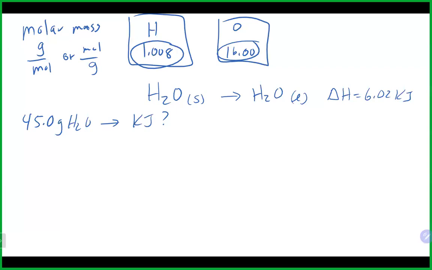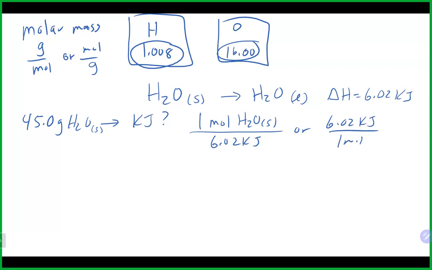Again, we'll go with solid, obviously ice in this case. What we would want to do is, because our conversion factor that we had on the previous slide is in moles, right? 1 mole of ice gives us 6.02 kilojoules, and 6.02 kilojoules gives us 1 mole of ice. This molar mass that you can get from the periodic table is essentially the conversion factor that allows you to convert from grams to moles and backwards.